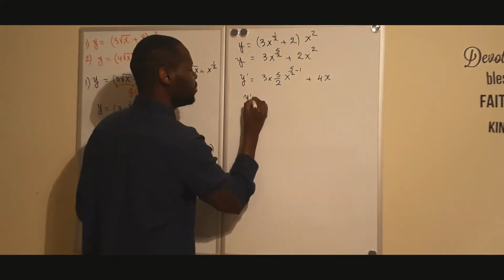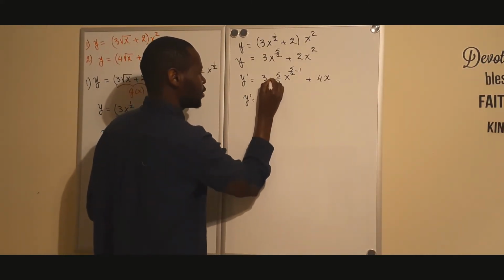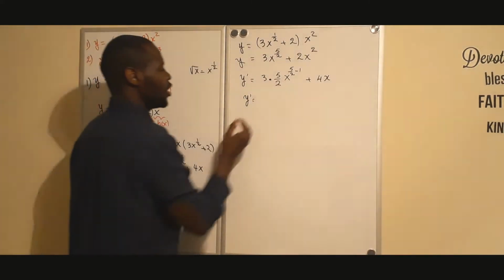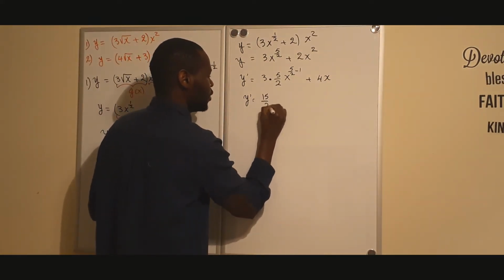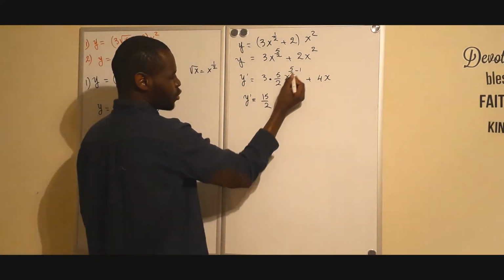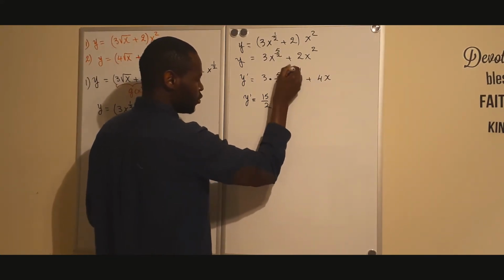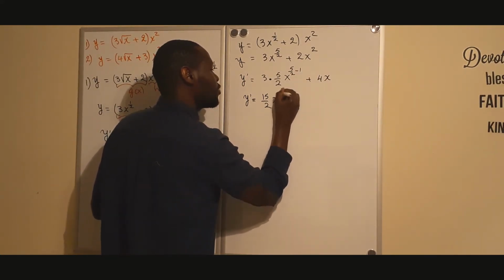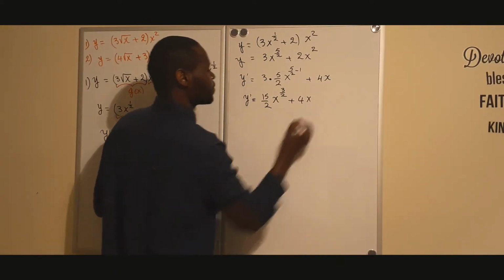So y prime equals what? This is not an x, this is a multiplication, so we are clear. All right. So this will be 15/2 times x to the 5/2 minus 1, that is 5 minus 2 divided by 2, so that's 3/2, plus 4x.